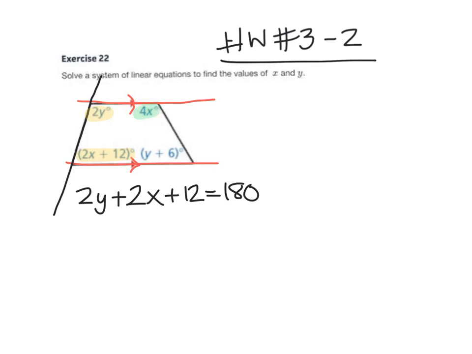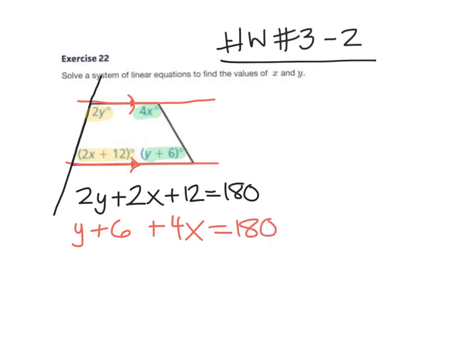Same thing on the other side. Those two angles that I made green. So 4x, well, I'm going to put the y first. Y plus 6 plus 4x equals 180.